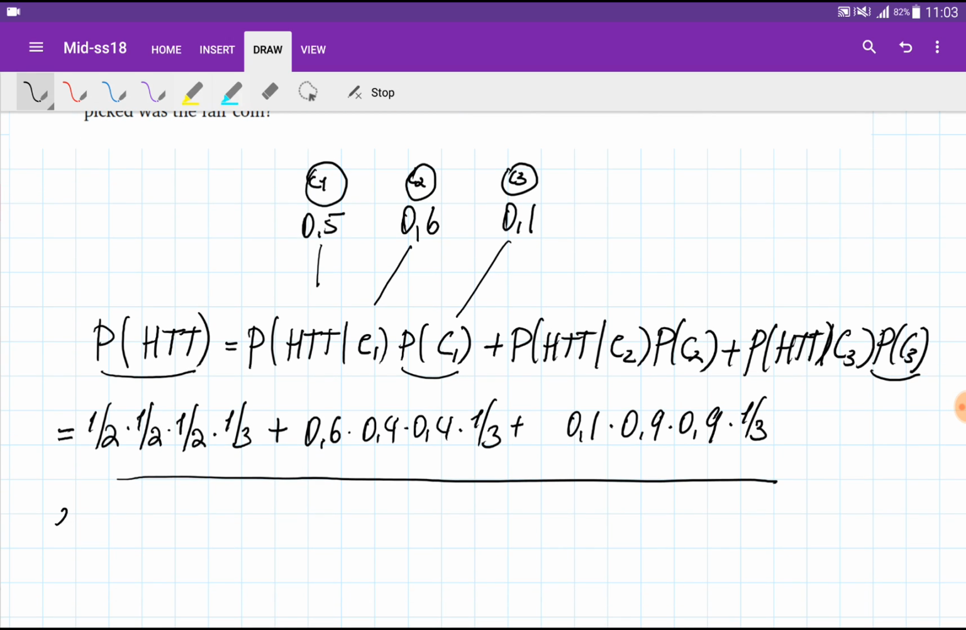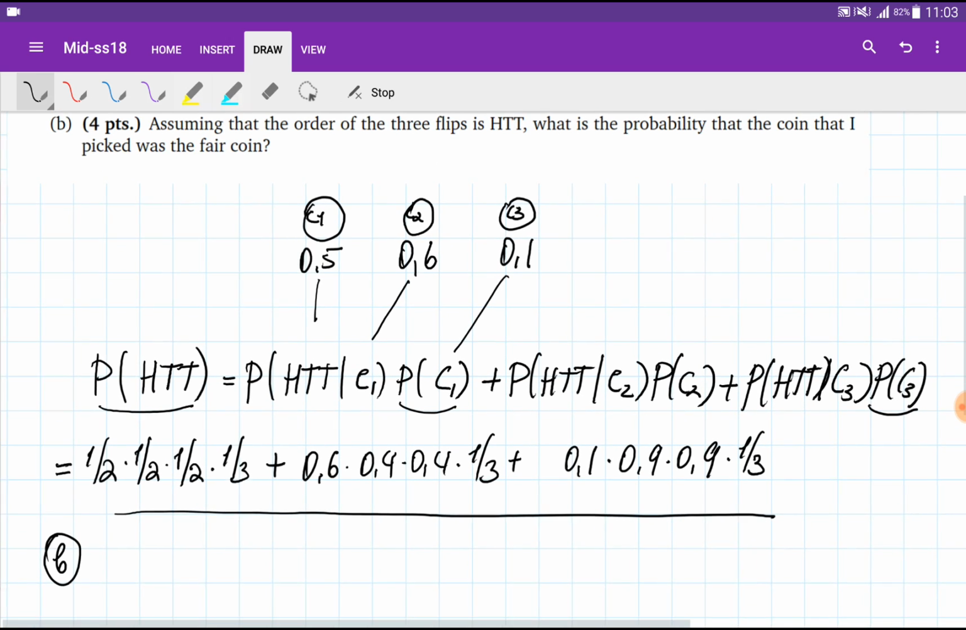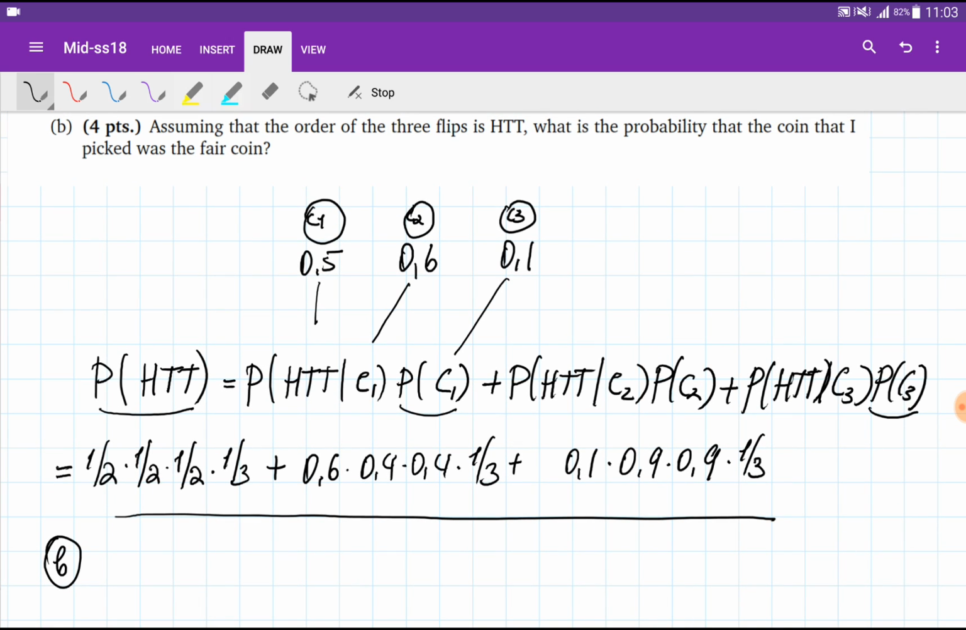So on the B part, we need to calculate the probability using Bayes' law. Assuming that we've got head, tails, tails, so we chose one of the coins, we toss it, and we've got exactly head, tails, and tails. What is the probability that we've chosen the fair coin, the first kind, right? In order to calculate this, we need to use the Bayes rule.